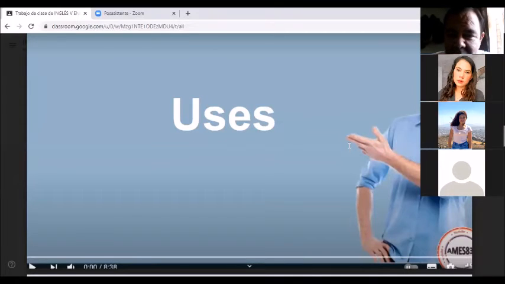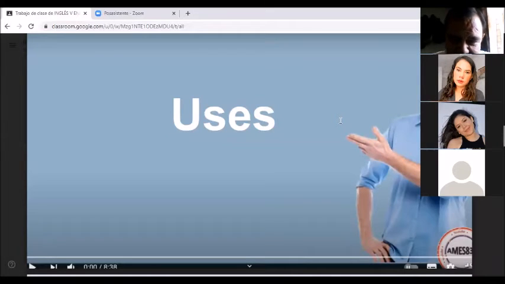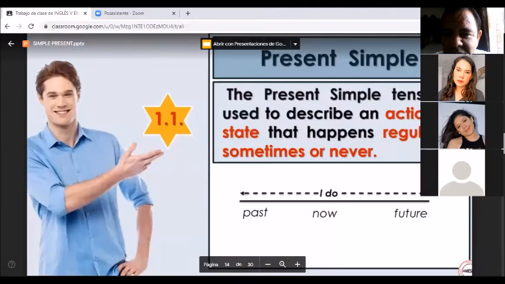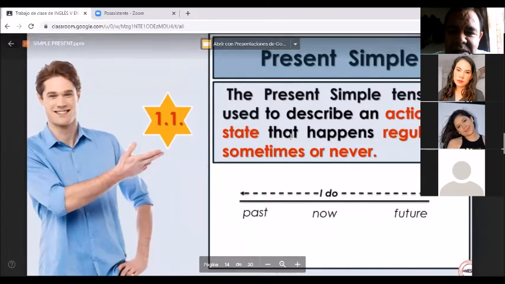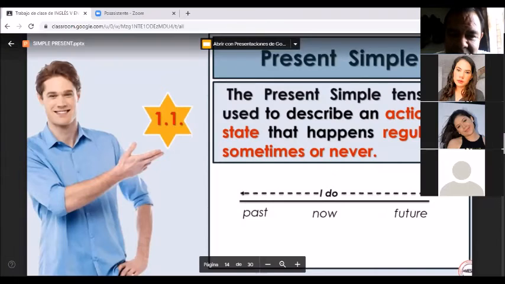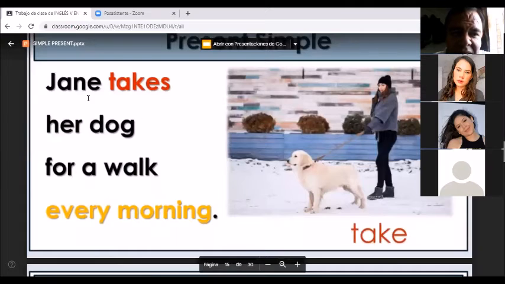Questions? No? Okay. Let's continue then with the uses. We know the uses for the simple present. The present simple tense is used to describe an action or a state that happens regularly, sometimes, or never. Remember, we are talking about the present. Examples for this first use: Jane takes her dog for a walk every morning.